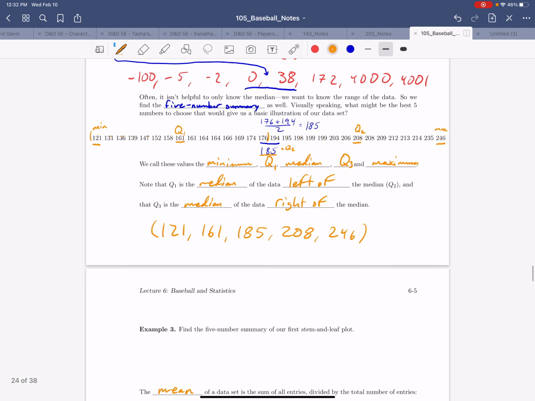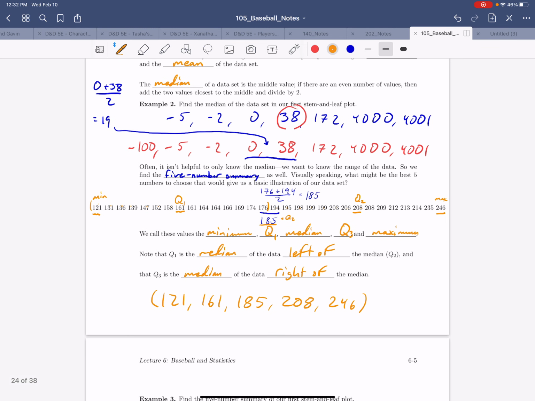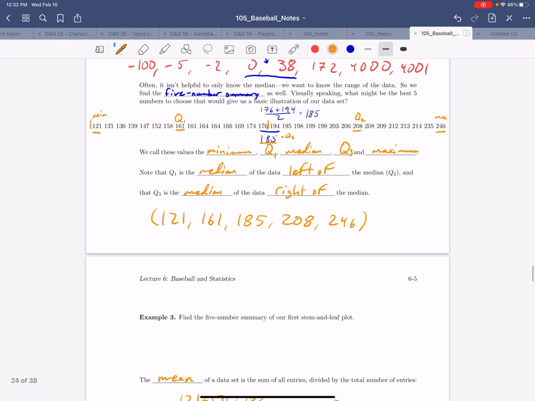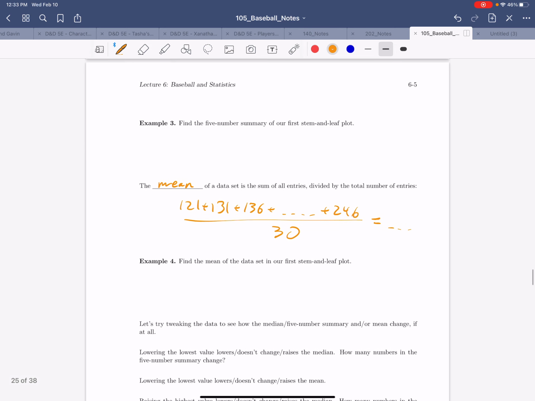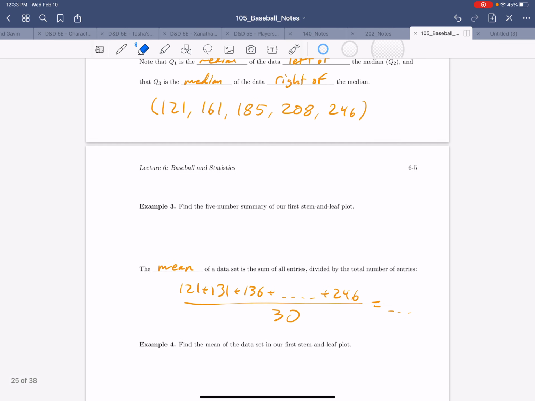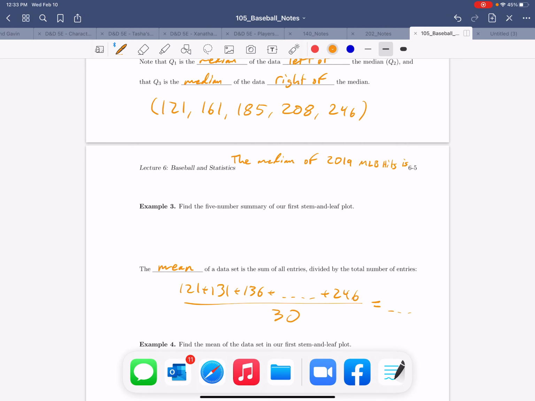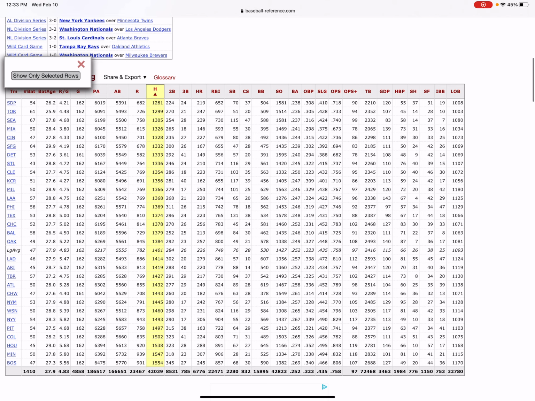So in class today, we skipped the question to find the median of the data set, just to give a quick, easy example of finding the median in general. Let's go back and do that, right? Let's find the median. We'll do it right here. The median of 2019 MLB hits is, and this is nice because we can just count.